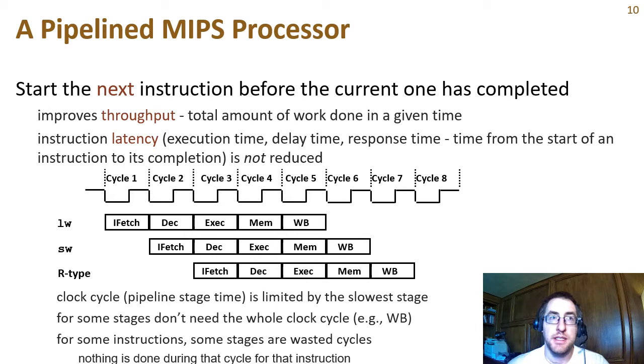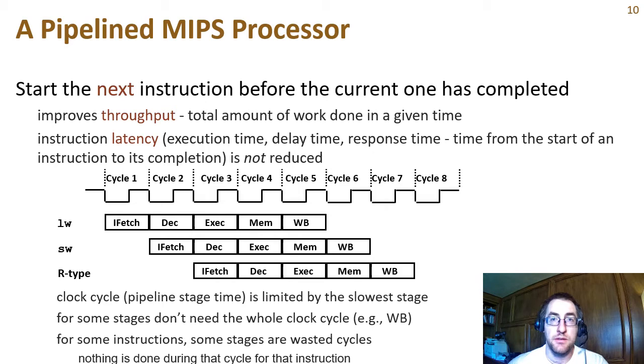So in a pipeline processor, the basic idea is that we start the next instruction in the program before the current one has completed. And this allows us to increase the amount of work that we get done over a given amount of time by making more use of our functional units that were otherwise sitting idle waiting for the rest of the processor to finish. We may increase the instruction latency, which is the time from when we first start fetching the instruction until it completes.